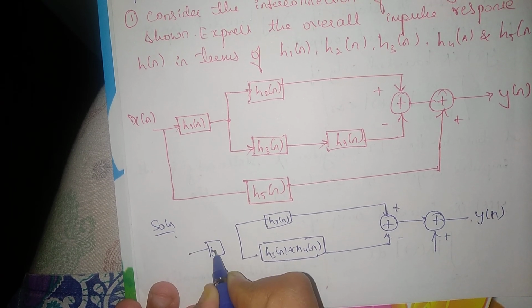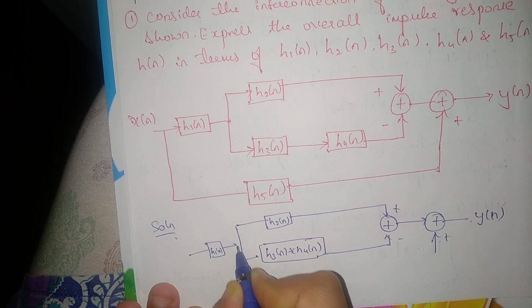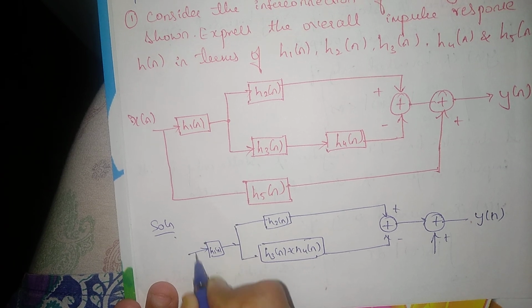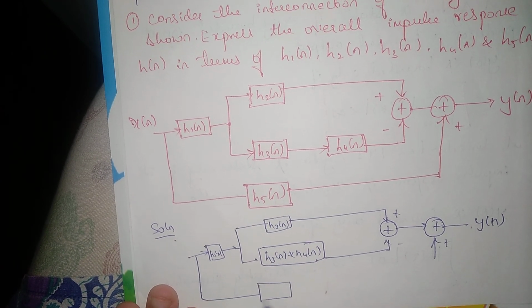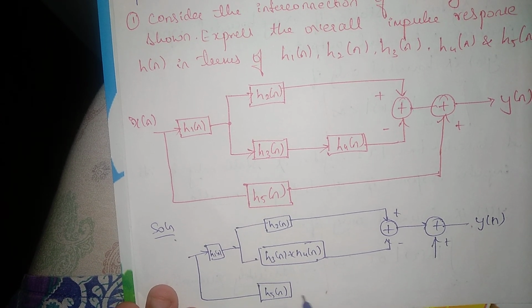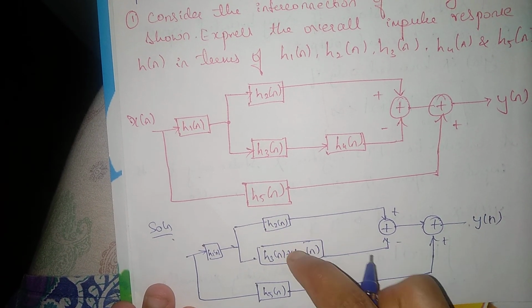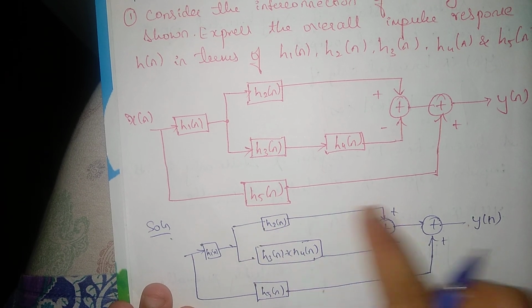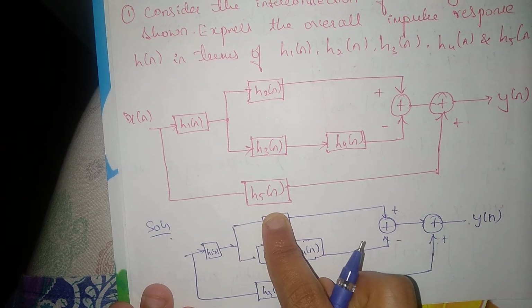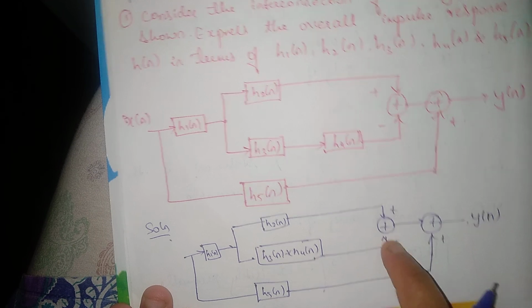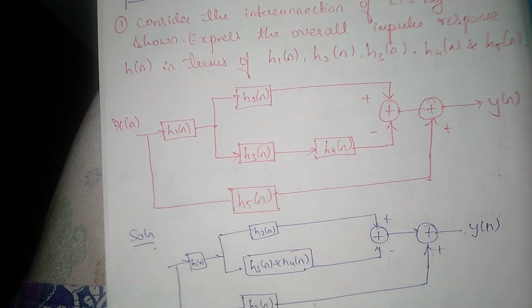Here you have h1 of n. Here you have h5 of n. Now these two blocks are in parallel, so you need to take plus and minus. This system is plus and this system is minus. Again we need to write one more block.